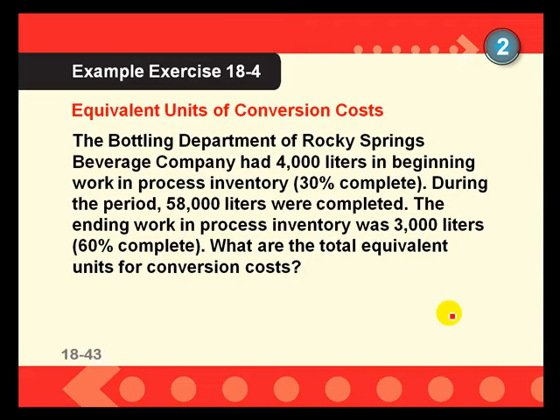The bottling department of Rocky Springs Beverage Company has 4,000 liters in beginning work in process. They're 30% complete. During the period, 58,000 are completed. The ending work in process was 3,000. What was the total? All right, this looks pretty familiar.